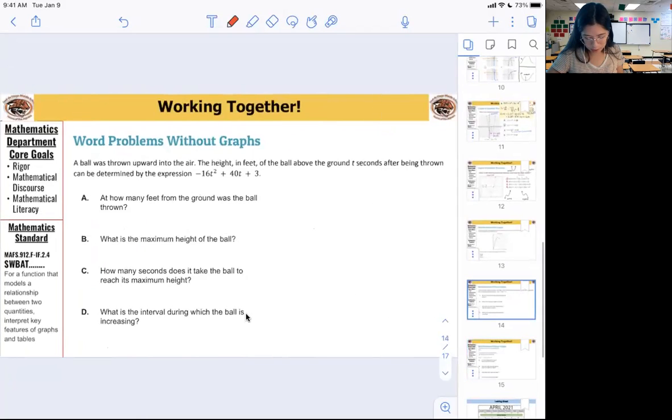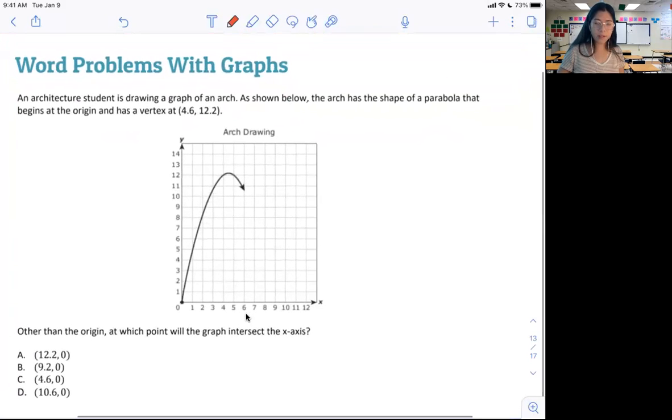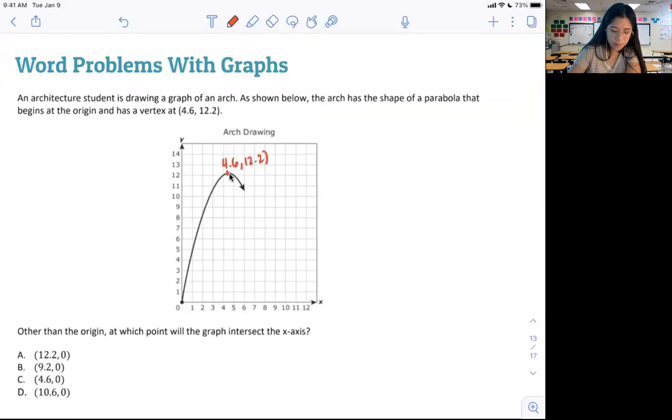Let's see, these are long, so I'm just going to do this one. And then the 2 that we didn't get to, I'll post them on Teams so that you can study it tonight. So, okay, an architecture student is drawing a graph as shown below. The arch has the shape of a parabola that begins at the origin and has a vertex at 4.6, 12.2. And it's asking, other than the origin, at which point will the graph intersect the x-axis?